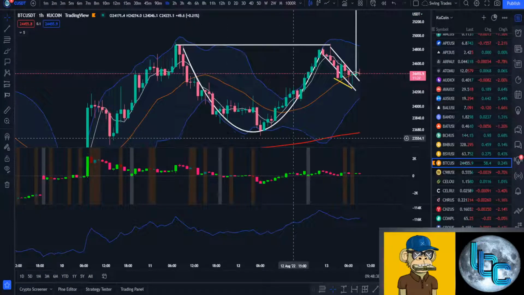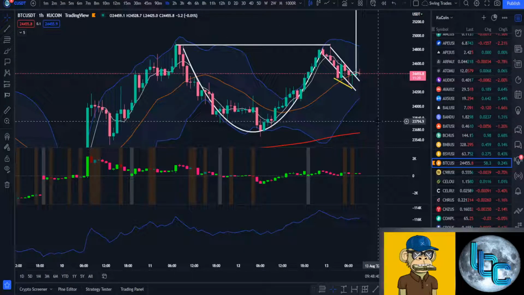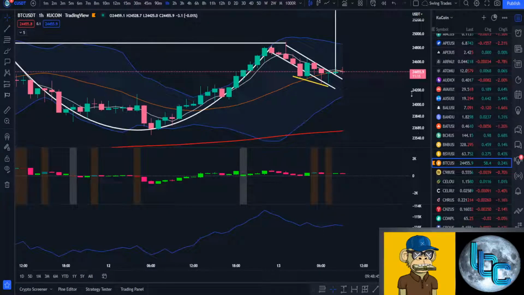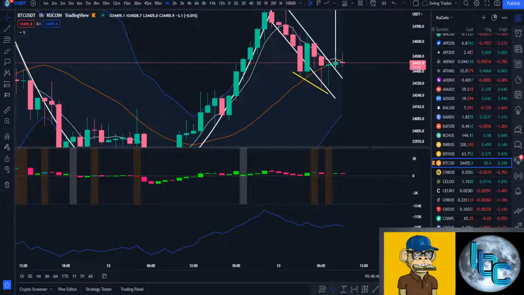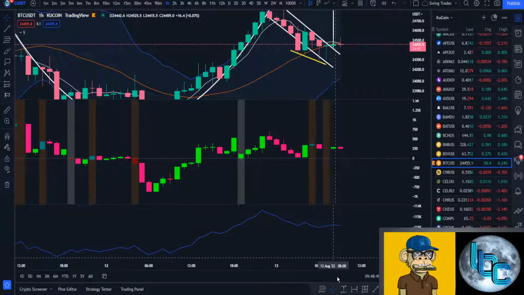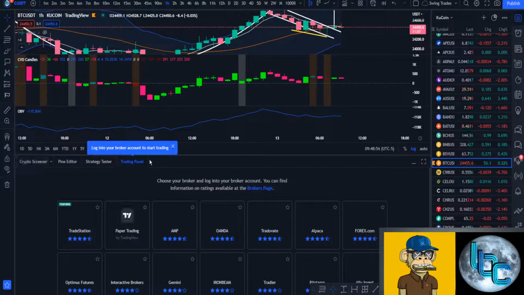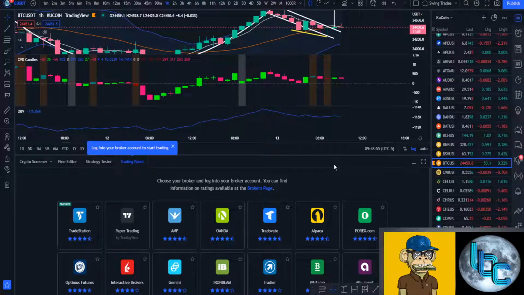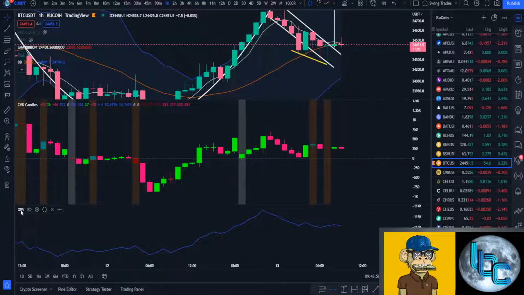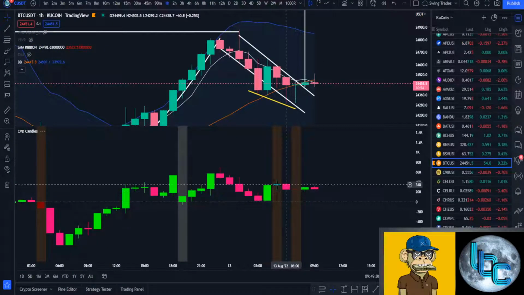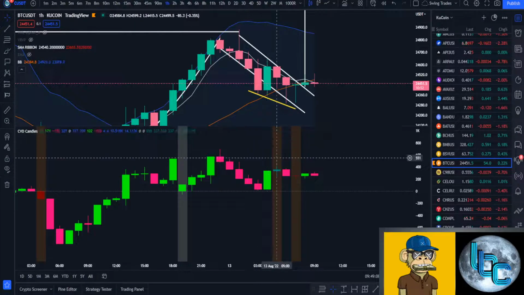I've been looking at this CVD, cumulative volume delta with candles indicator right here, and it's pretty interesting. I am really trying to hammer down exactly what everything is. Let me make this bigger so you can see it. Let me get rid of this. There we go. So now we can really see. These dark candles, like here and here, are highlighted. I put a background on them so you can see them better.